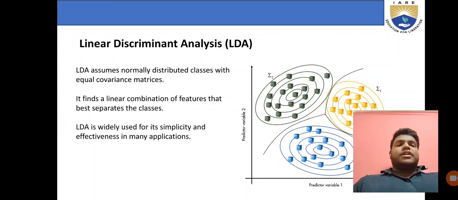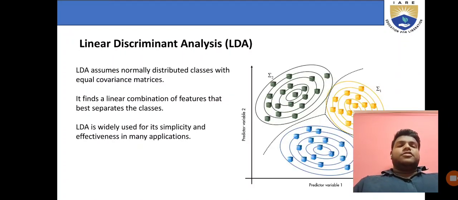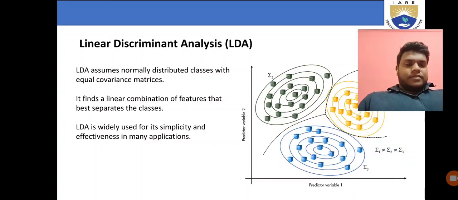Linear discriminant analysis. LDA assumes normally distributed classes with equal covariance matrices. It finds a linear combination of features that best separates the classes. LDA is widely used for its simplicity and effectiveness in many applications.